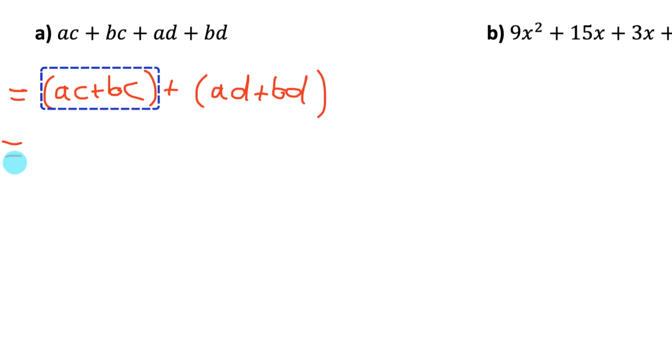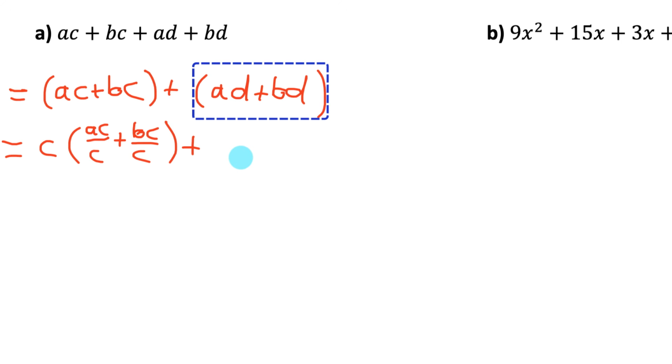In the first group, both terms have a factor of c. So I could remove a c as a factor from the first group. And to do that, I put a c out front and then divide both of the terms by the c that I took out, plus the group of the last 2 terms. Both terms have a factor of d. So I'll take out that factor of d and divide both of them by d, and let's see what we get.